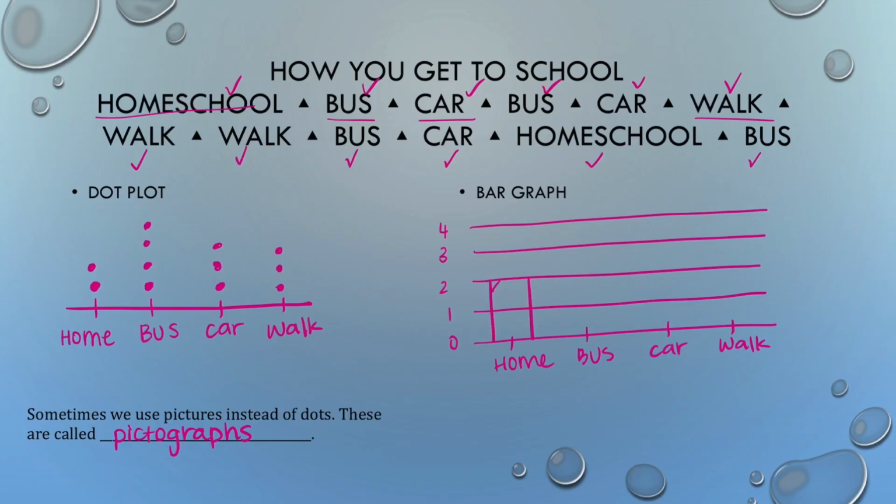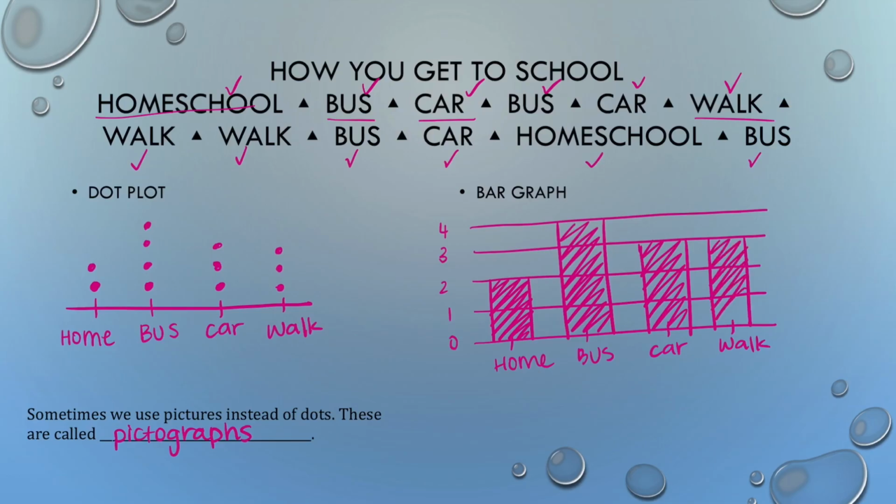And then the same idea, you just go up to where it needs to go and then you color it in. So here's home, bus went all the way to 4. Car had 3. And walking had 3. And that's really the only difference. Dot plots are just individual points.